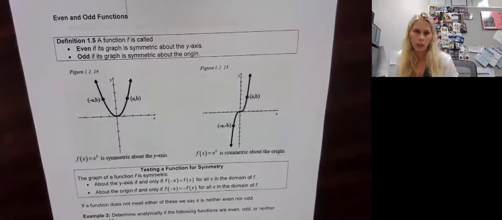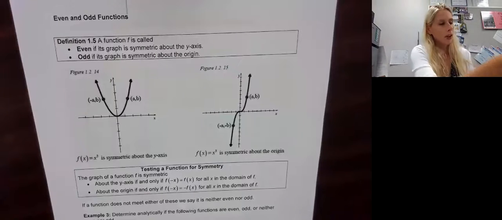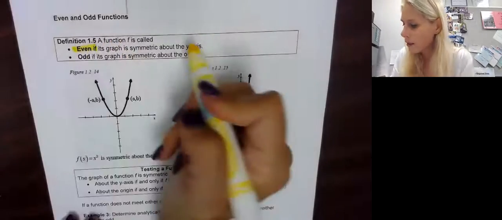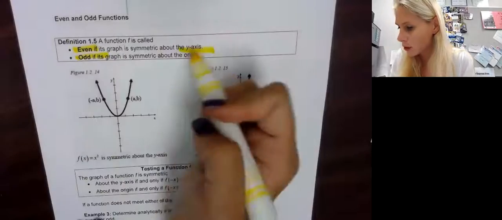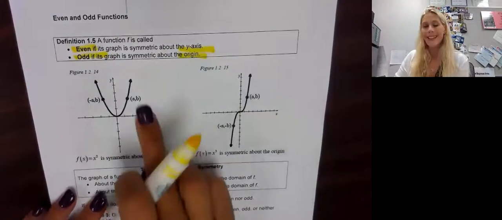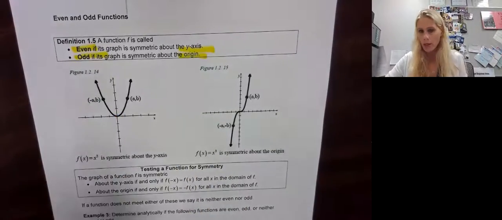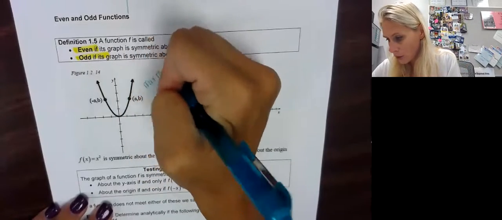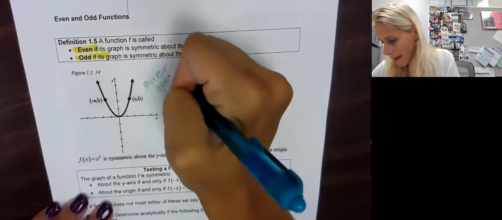Even and odd functions. An even function is symmetric to the y-axis. Okay, so even is to the y-axis. Odd is symmetric to the origin. Now, what does that mean? Well, the even functions mirror themselves. So I can write that down. Mirror, or reflect, over the y-axis.